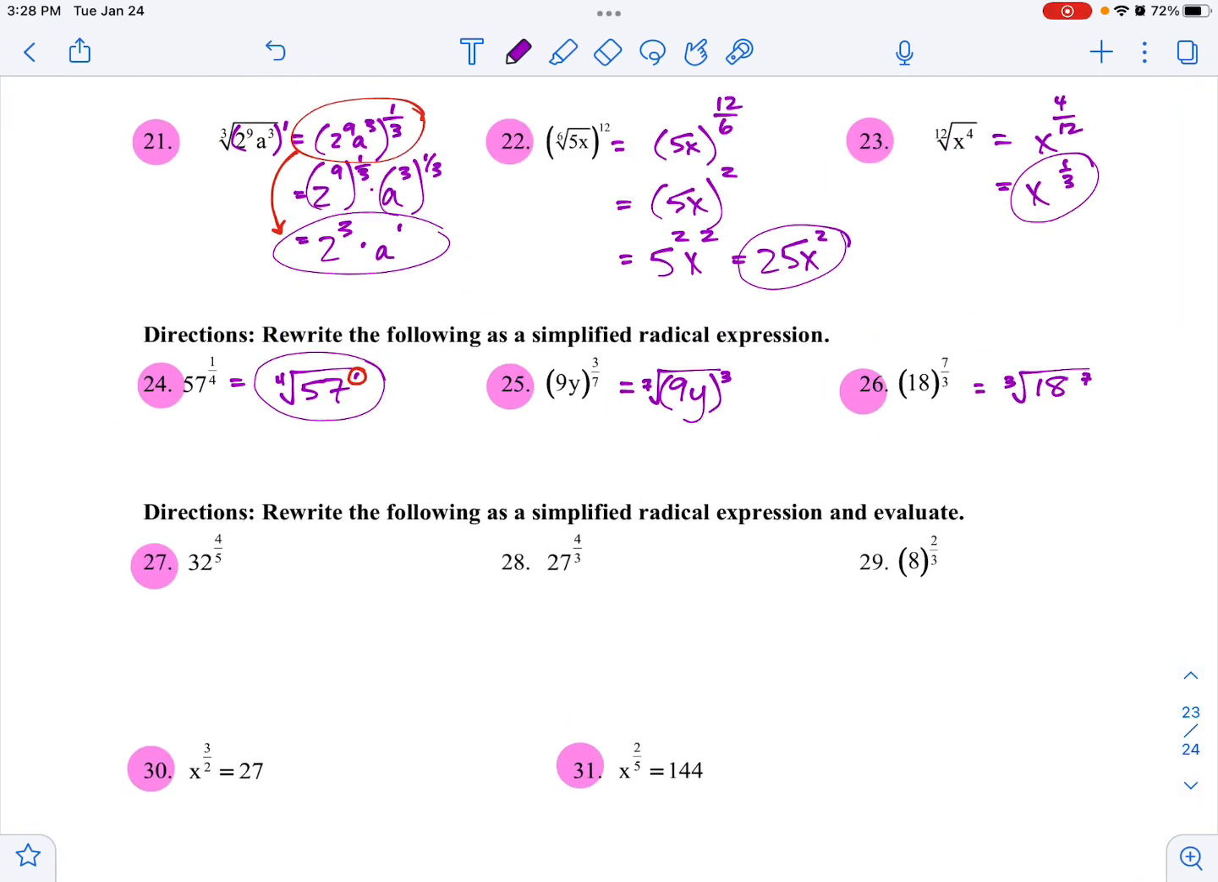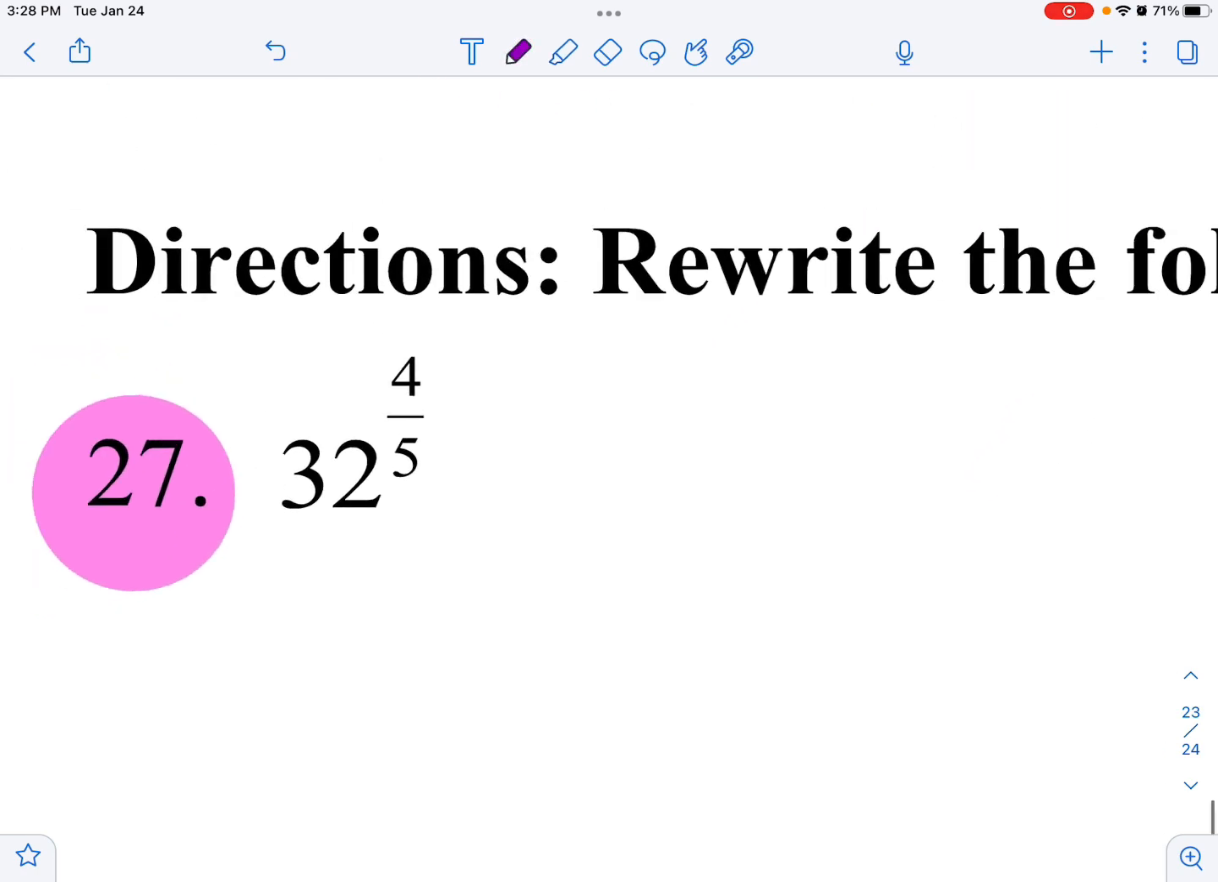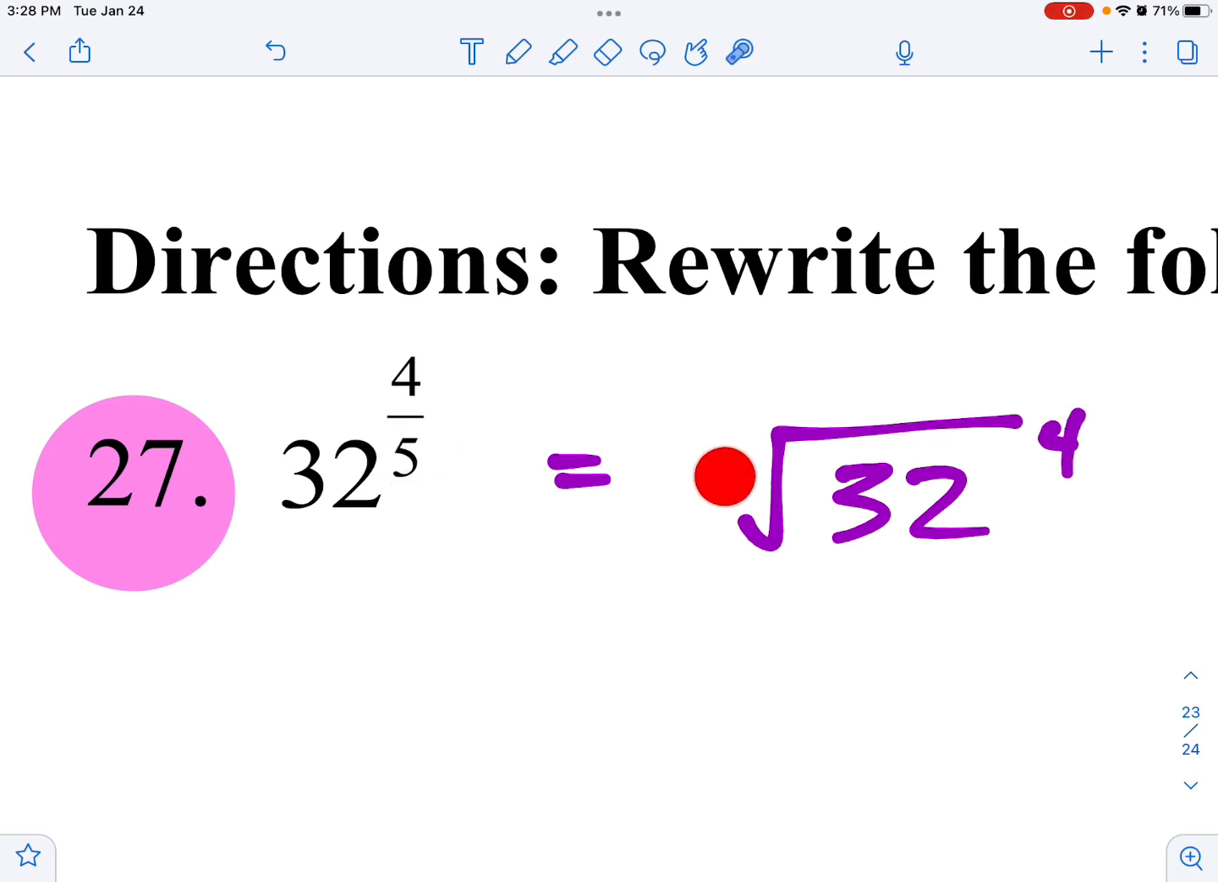Great. Couple left. Rewrite the following. This part says and evaluate, so we're actually going to simplify these. I'm going to turn this into a radical because I think better in radical form. Remember that the top number goes here and the bottom number goes in the front, so 5.